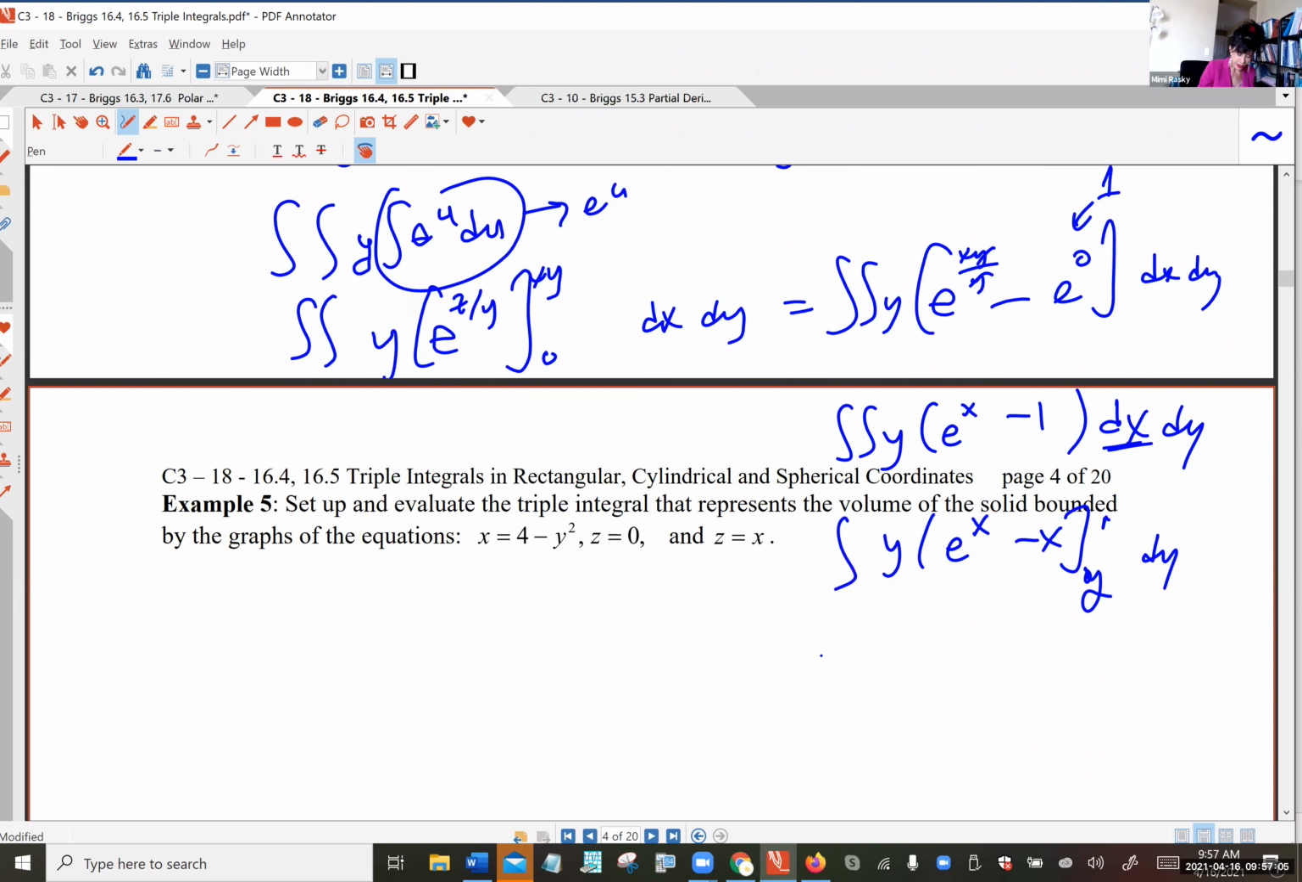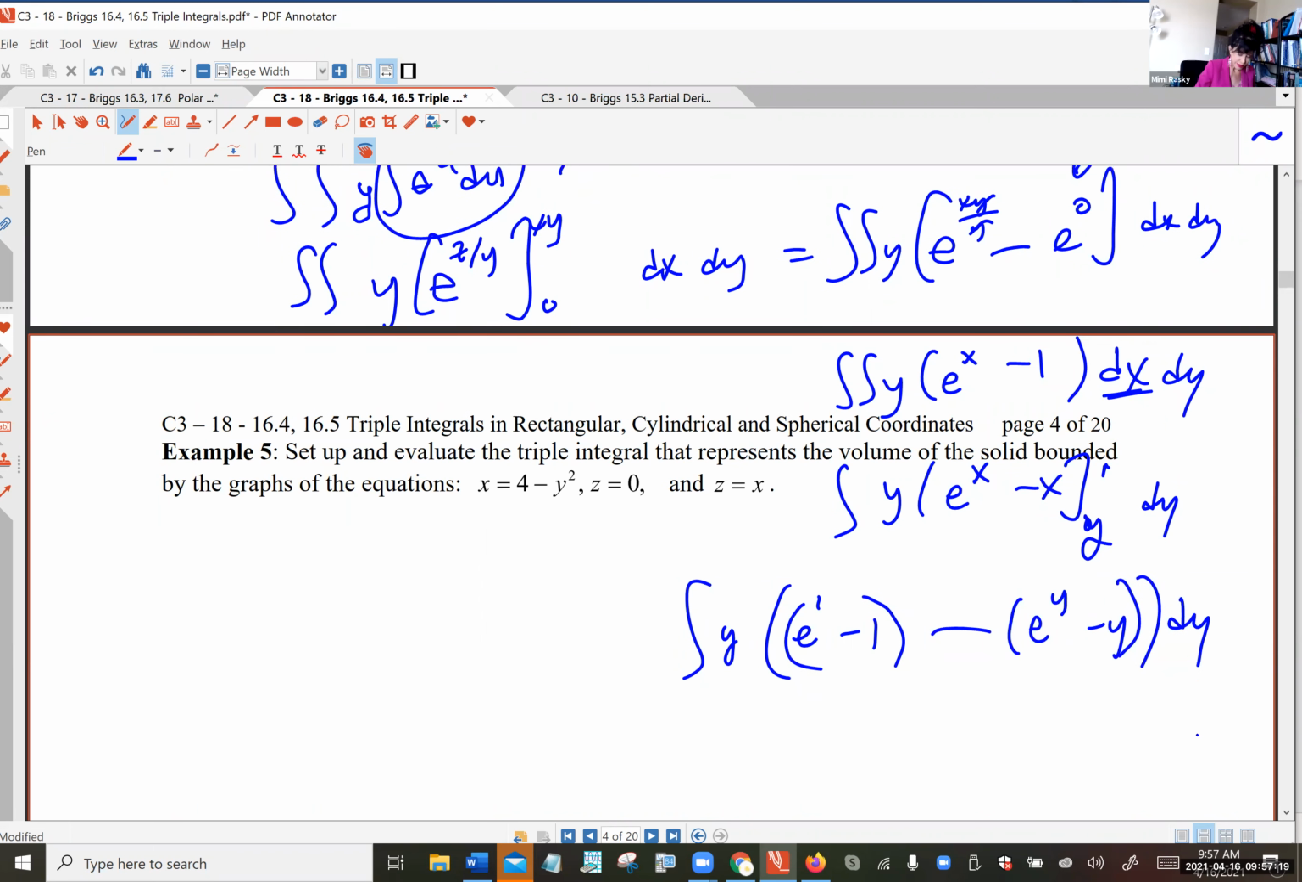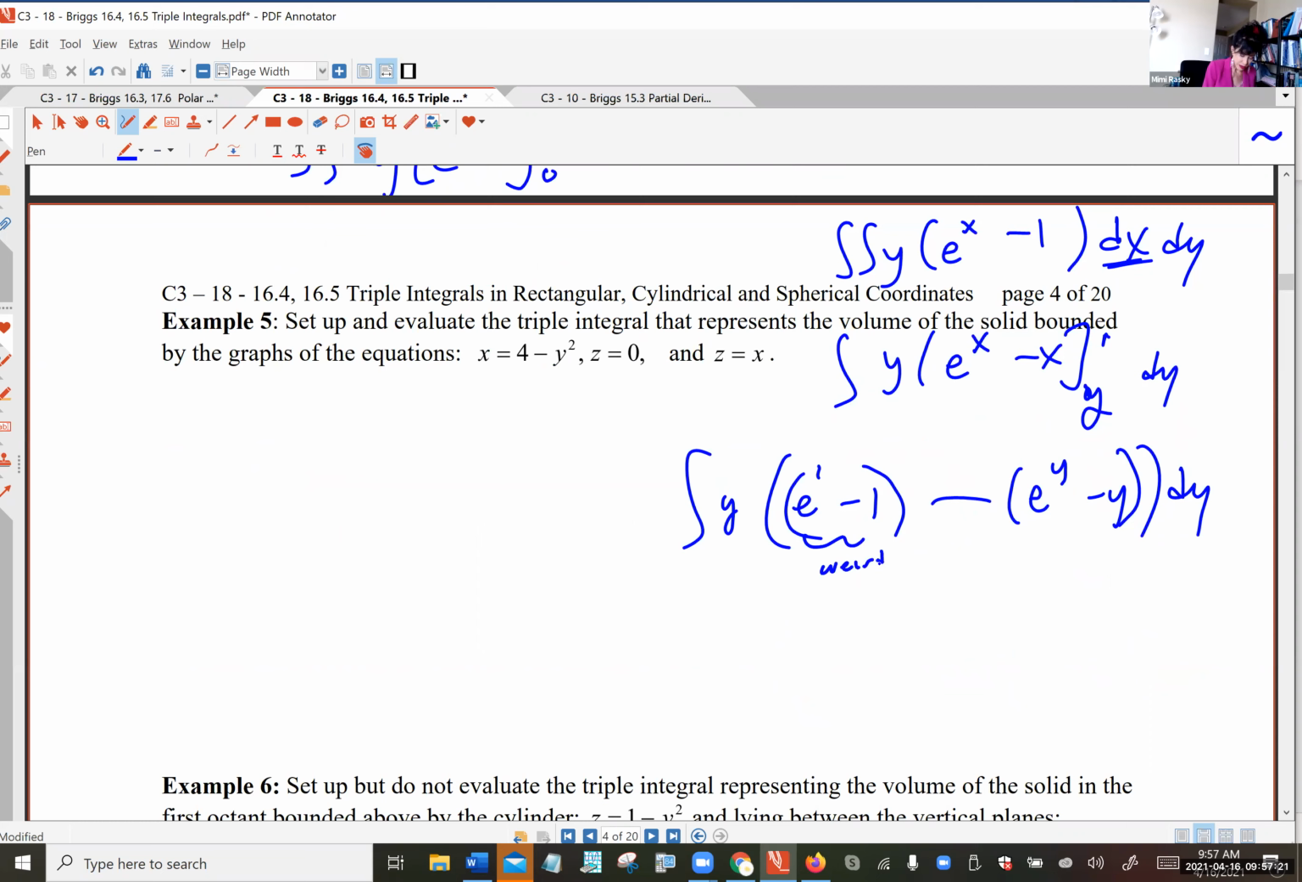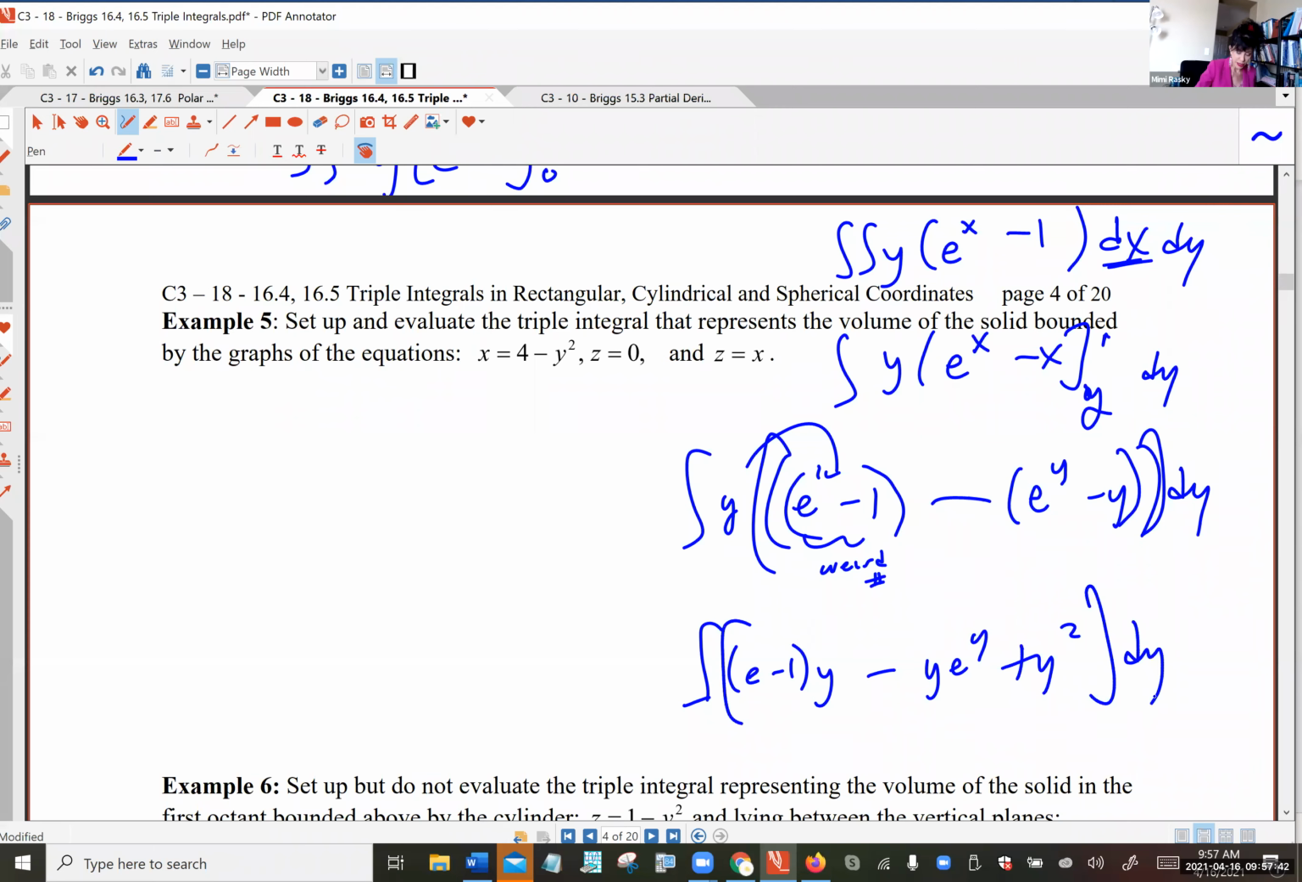And then you'll do the last integral last. So this is going to look like y times e to the 1 minus 1 minus e to the y minus y. Oh man, this is getting pretty gross. I know. And this is just a weird number, e minus 1. And remember this y, you're going to have to distribute it. So you're going to have to do the integral of weird number times y minus y e to the y, and then this is going to be a plus y squared. So you're integrating this with respect to y.